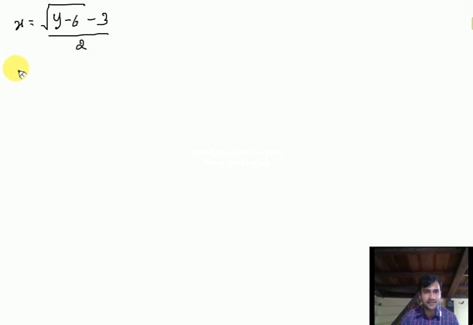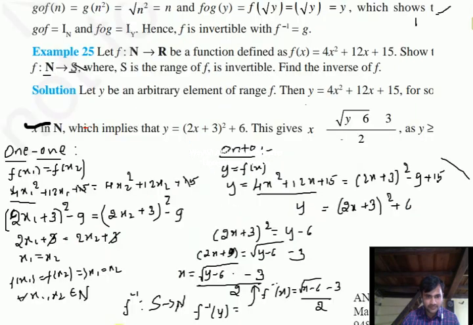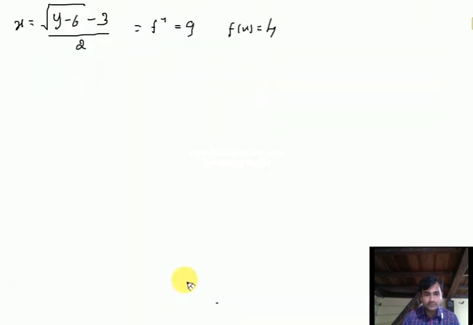Then we need to consider FOG and GOF. Already this is f inverse or g. The given function f is, f of x is equal to 4x square plus 12x plus 15. Therefore, we need to choose FOG and GOF.